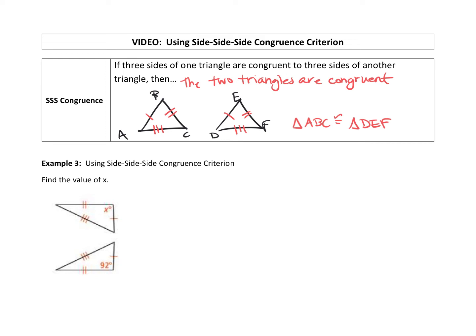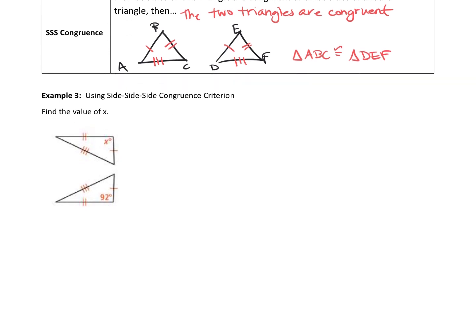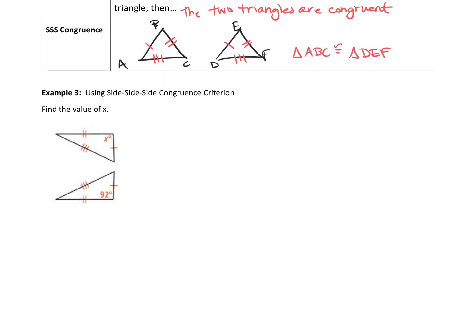And we learned about CPCTC. So when your triangles are congruent, you can conclude that all the corresponding parts are congruent. So then we know that all of the corresponding angles would also be congruent. All right, so let's use that side, side, side congruence to answer a question.